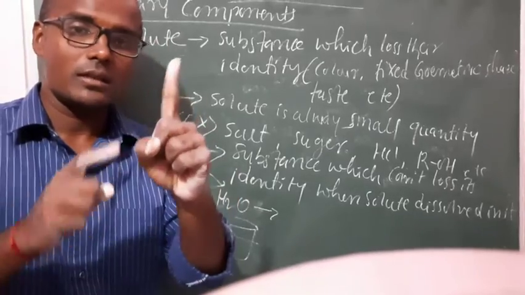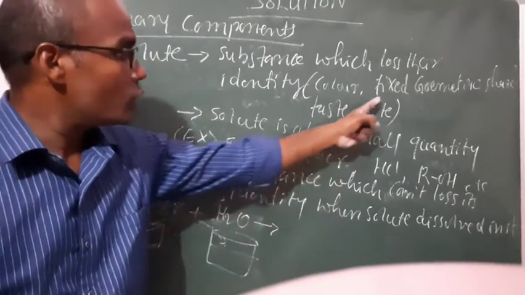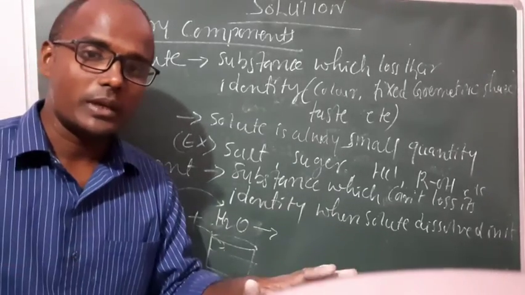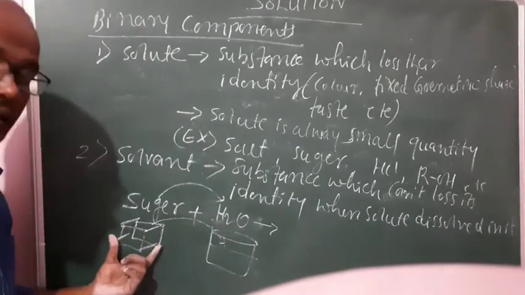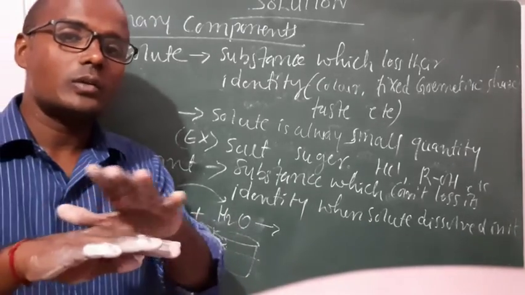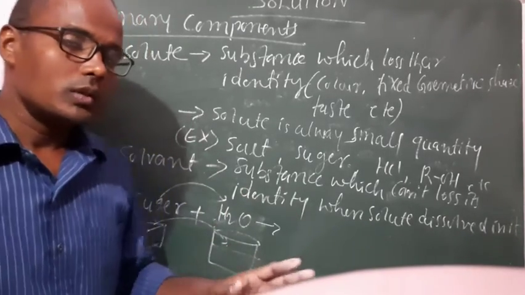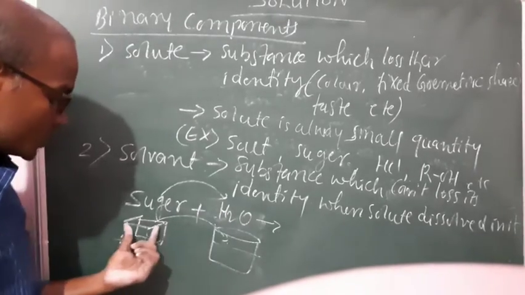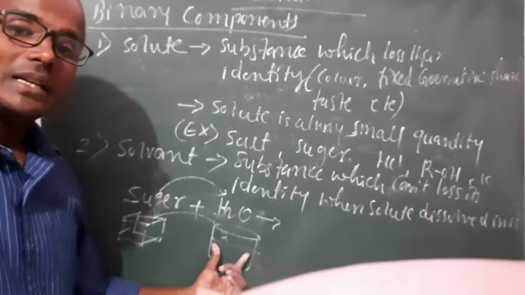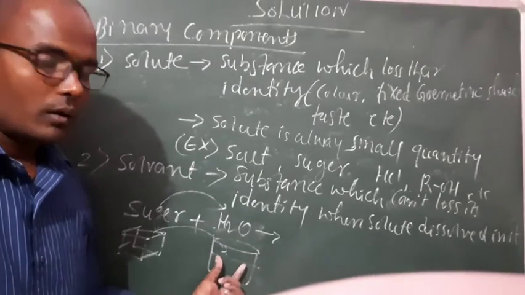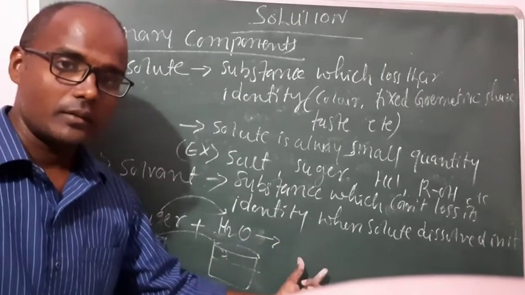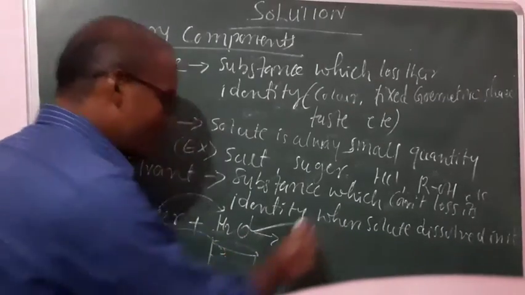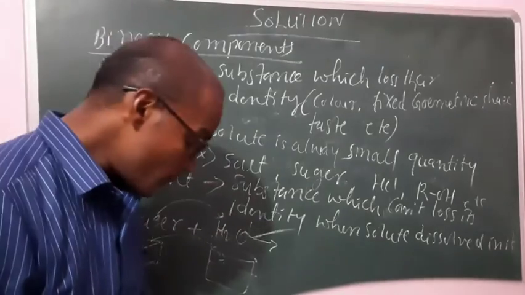It is a cube-like structure. The cube-like structure completely disappears in water. And it is hard, rigid in nature. Hard, rigid also completely disappears in water. So the substance which lost its identity, we call it solute. And water, when sugar is added to the water, remains in the liquid form only. Water cannot change its state. So that's why it retains its identity.